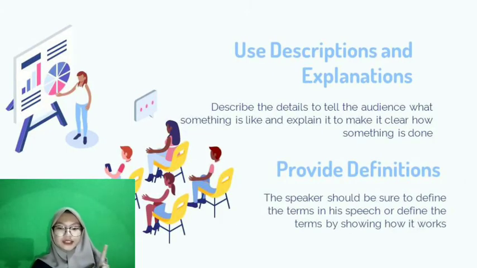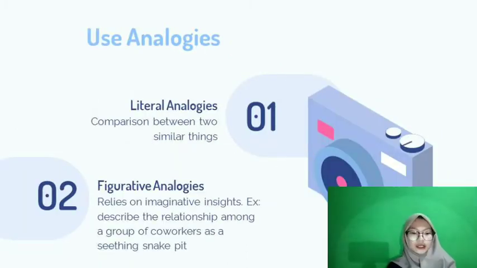After that, use description and explanation. Describe the details to tell the audience what something is like and explain it to make it clear how something is done. After that, provide definition. The speaker should be sure to define the terms in his speech or define the terms by showing how it works. After that, use analogies. First one, literal analogies, comparison between two similar things. Second is figurative analogies, relies on imaginative insight. Example, describe the relationship among a group of co-workers as a nest of snakes.